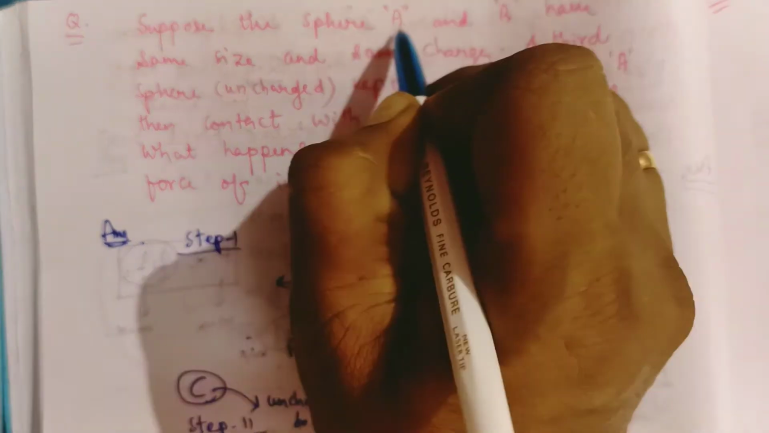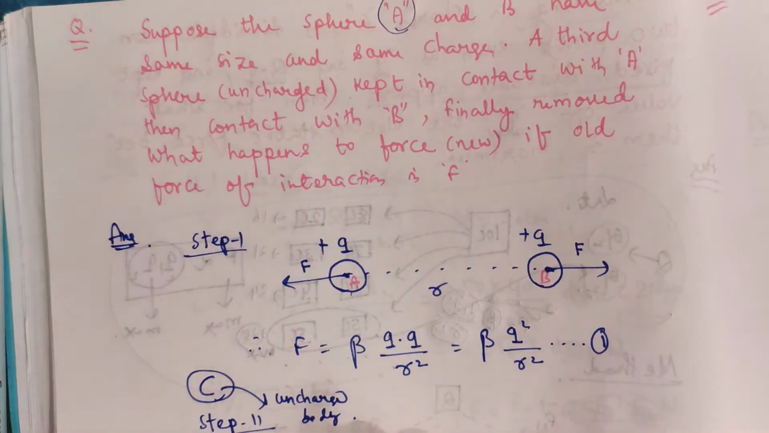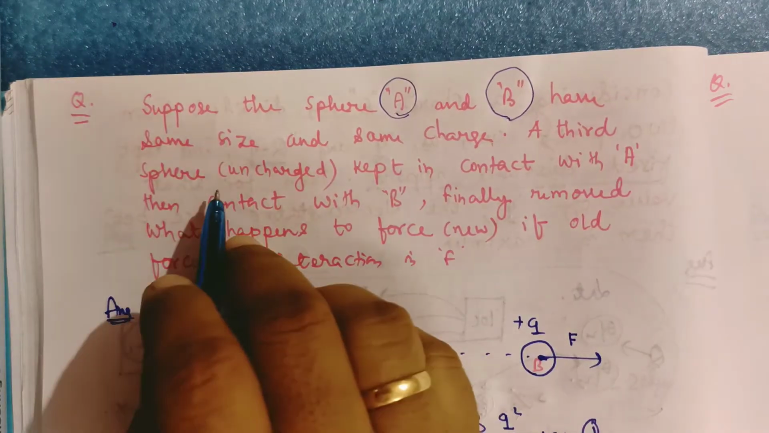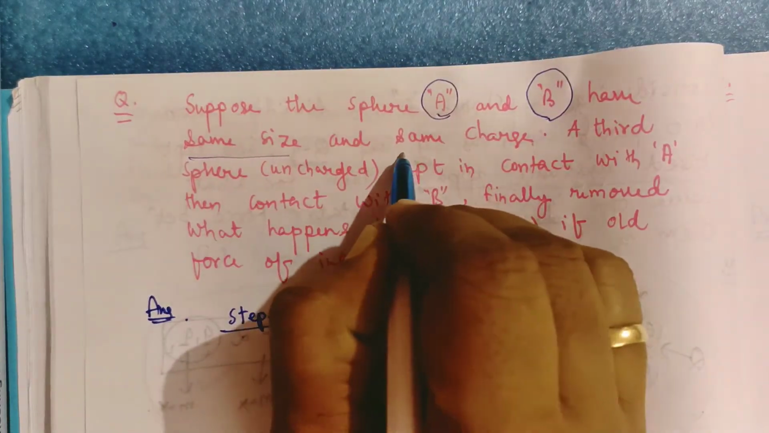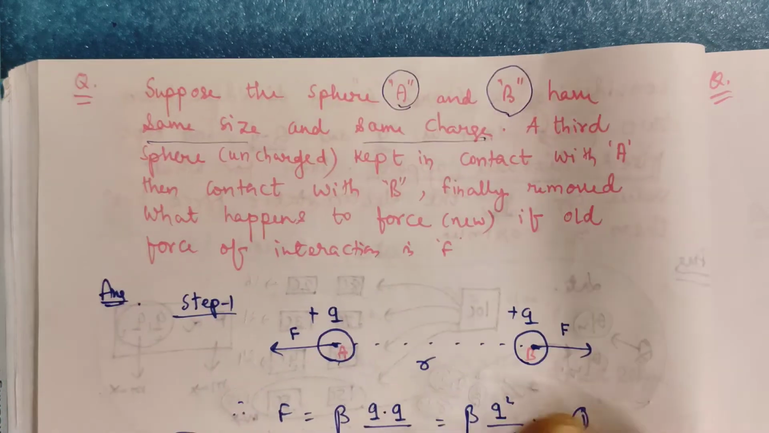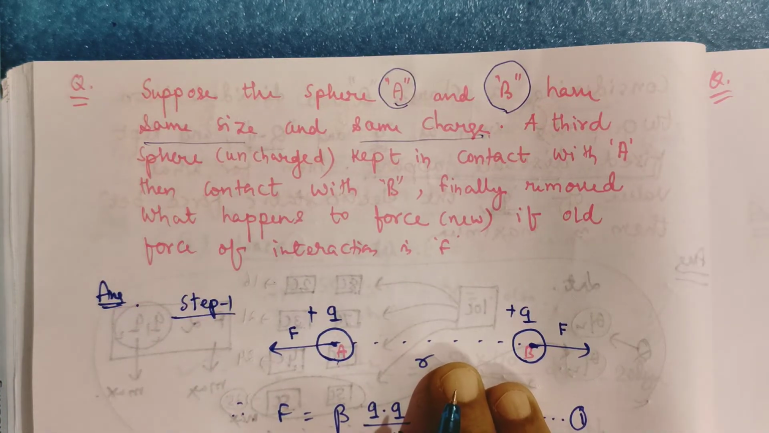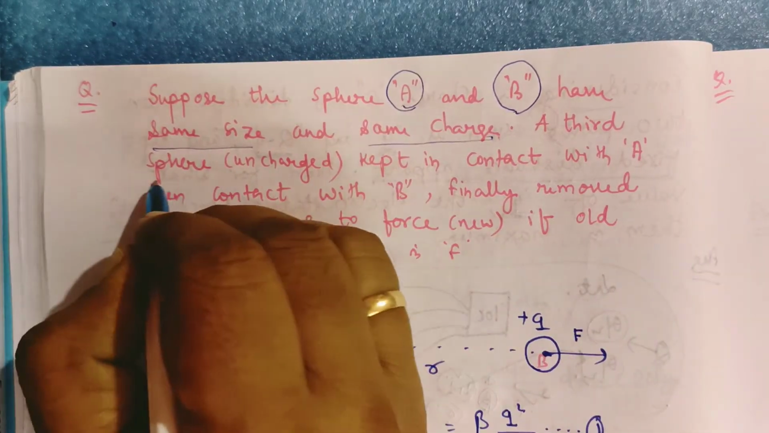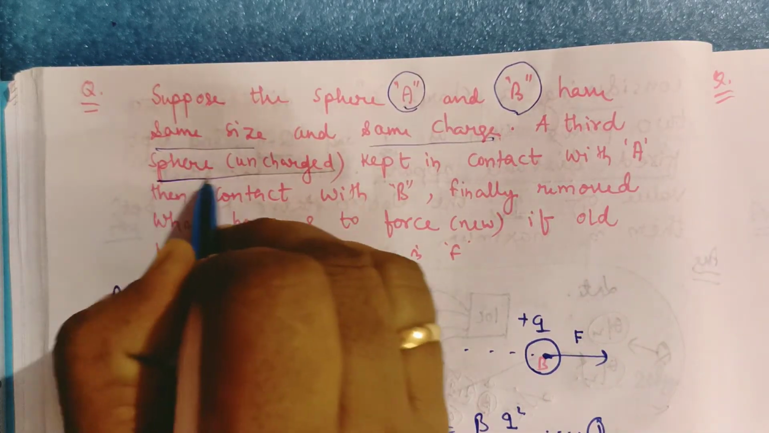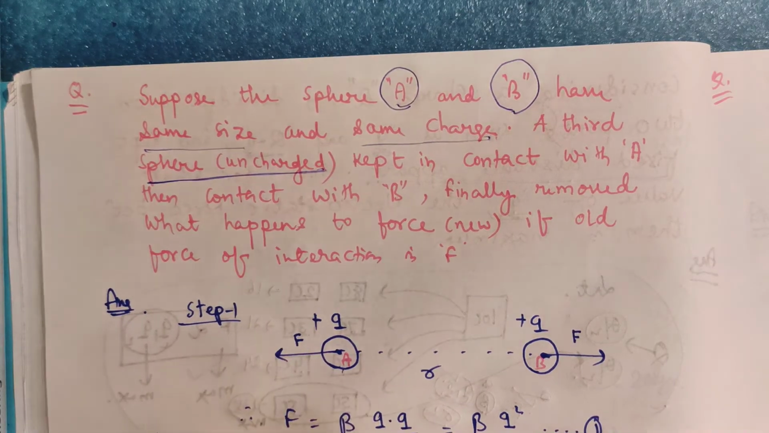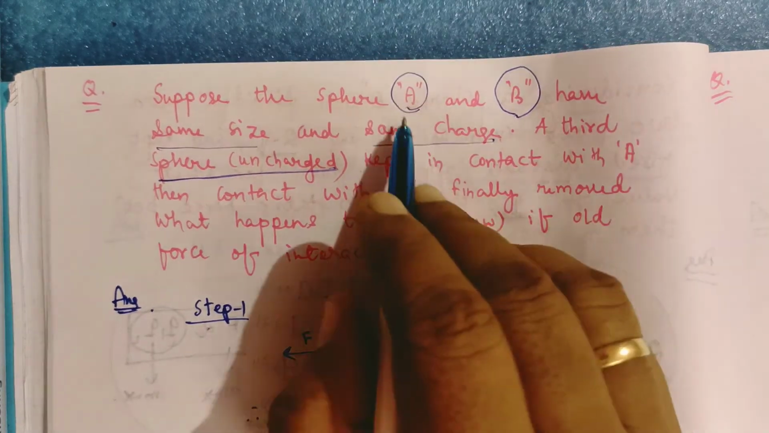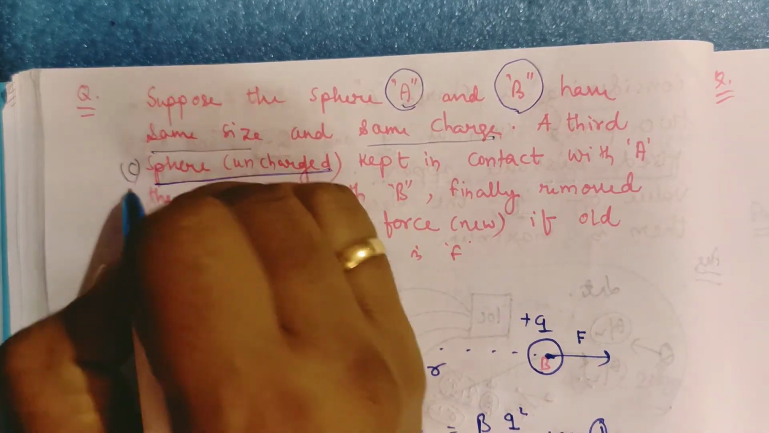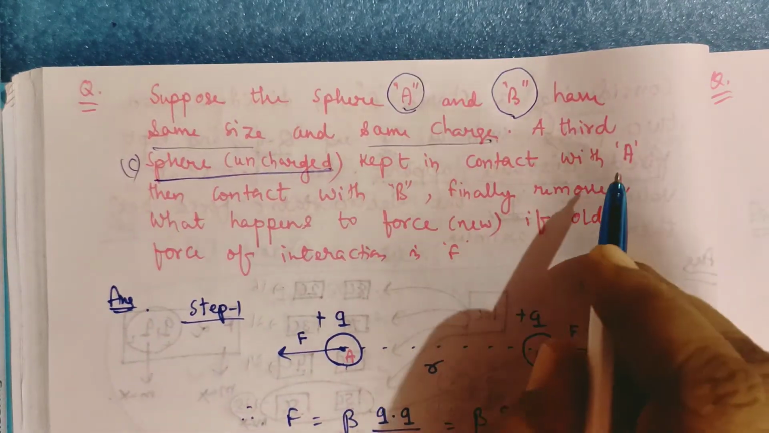Suppose this sphere is A, another sphere is B, having the same size and same charge. That means if one of the charges is Q, then the other charge is also Q. A third sphere that is uncharged, let the third sphere's name be C. Given spheres A and B, and the third sphere named C, kept in contact.